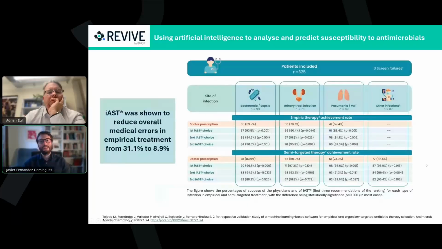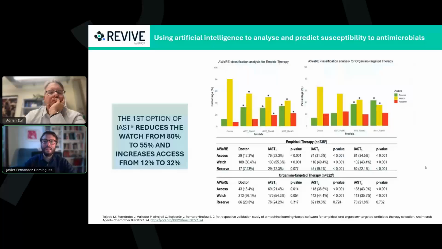Probably you are thinking that it's very easy to give a good recommendation if the software always recommends broad-spectrum antimicrobials, no? But in the design of the software, we always take into account antimicrobial stewardship. So we try to make recommendations of drugs that cover the microorganism that is infecting the patient, but using antimicrobials of narrow spectrum. In fact, the secondary endpoint of the study was to demonstrate that our software was able to reduce the recommendation of Watch antibiotics and increase the recommendation of antibiotics of the Access group.